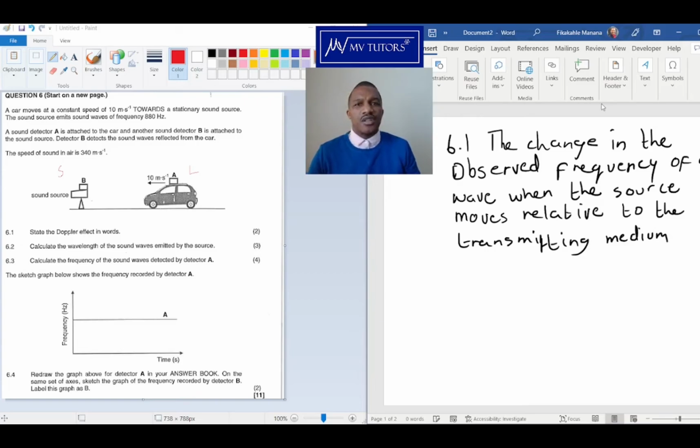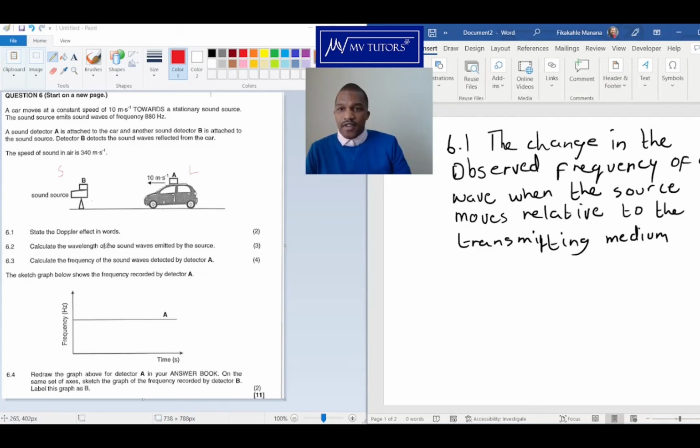So this is just saying the frequency changes as the source and the listener move relative to each other. For example, an increase in frequency of the sound wave as the source and observer move towards each other. There's an increase, or there can be a decrease. That's just the Doppler effect. Anyway, this is just theory. Let's get to the calculation.